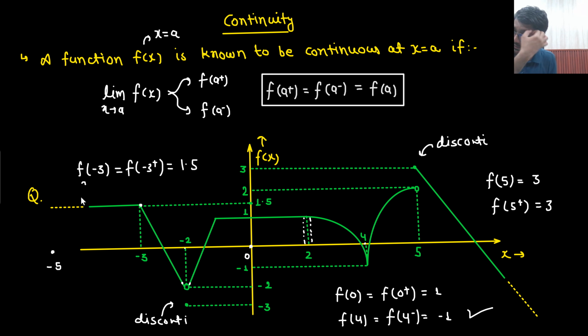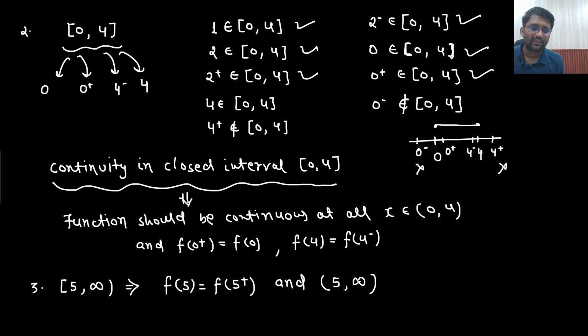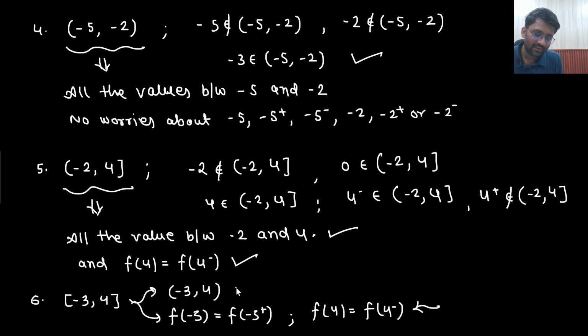And what about 4, sir? f of 4 equals f of 4 minus, that is equal to -1. Yes, sir, it is fine. So it is continuous. But you forget about this point. At -2 it is not continuous, no? So here I will say, at x equals -2, the graph is discontinuous. f(x) is discontinuous.